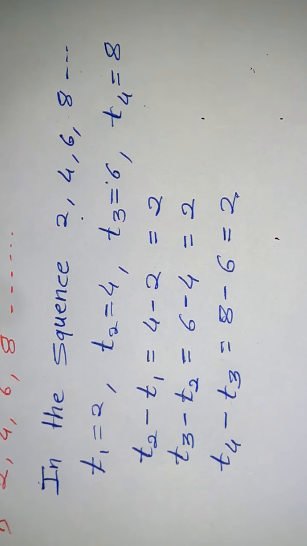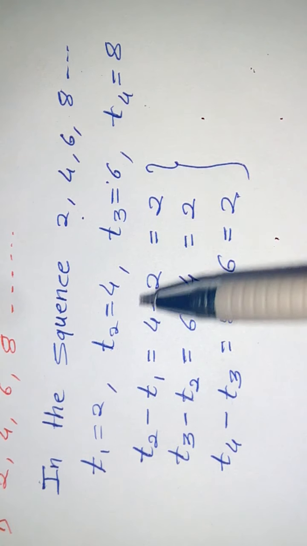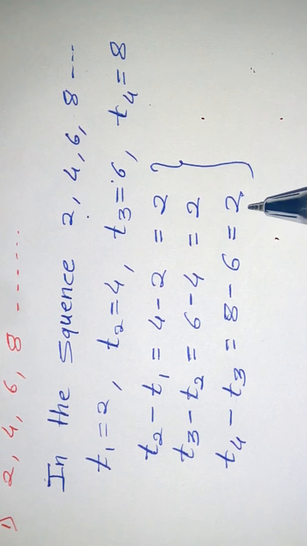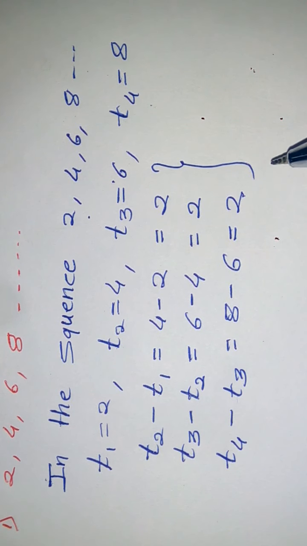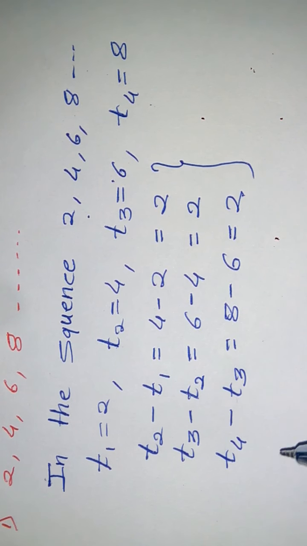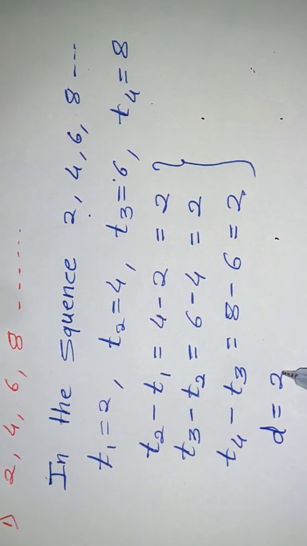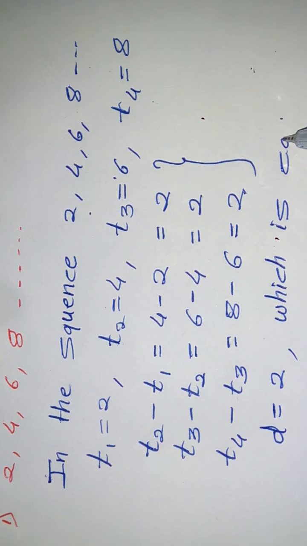Now observe that the common difference, or difference between two consecutive numbers in the sequence, is constant. Here 2, 2, 2. The difference is constant, and this is called D. Here D is equal to 2, which is constant.